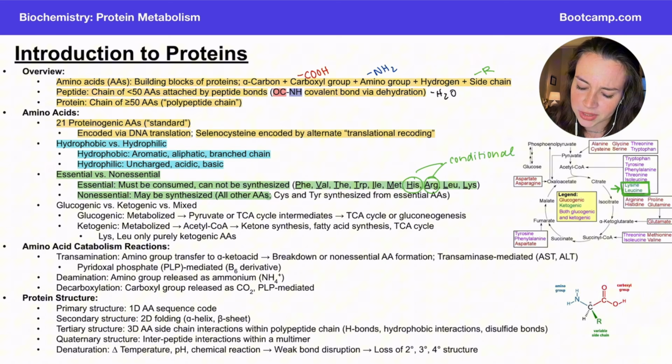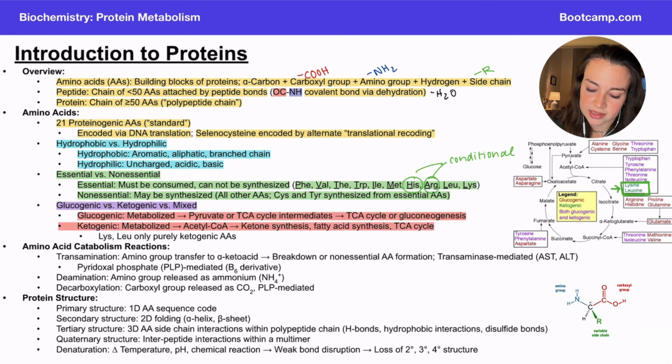And the rest of this little note here is just that cysteine and tyrosine can be synthesized from essential amino acids. So the synthesis of those 2 is dependent on essential amino acid intake, but they themselves are not essential, if that makes sense, because you can make them within your body. And then our final category was glucogenic versus ketogenic versus mixed.